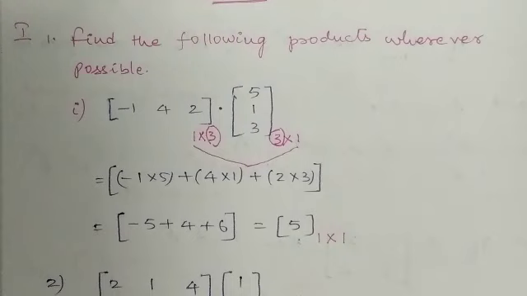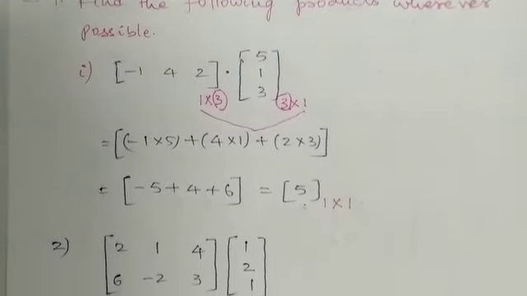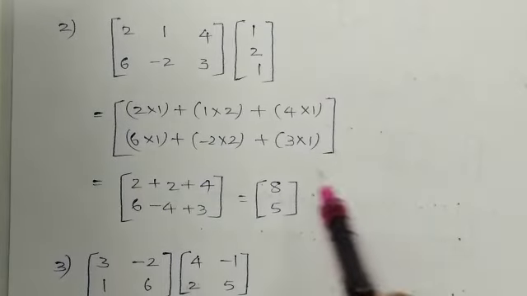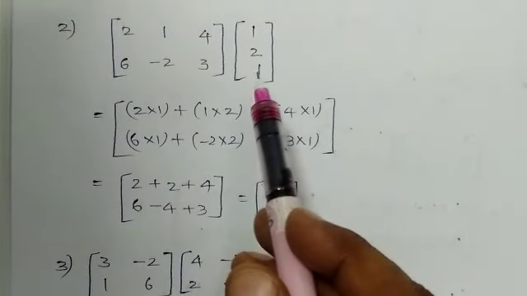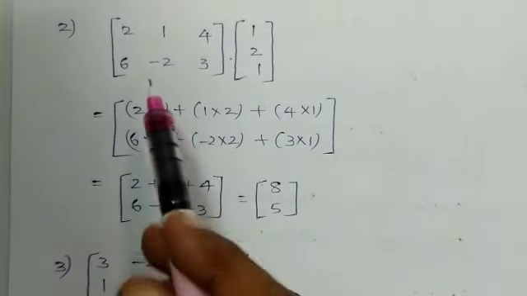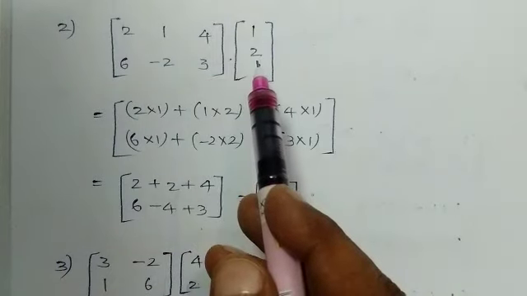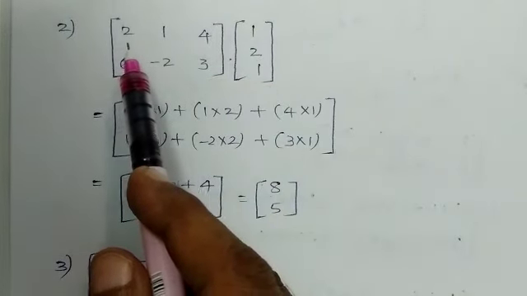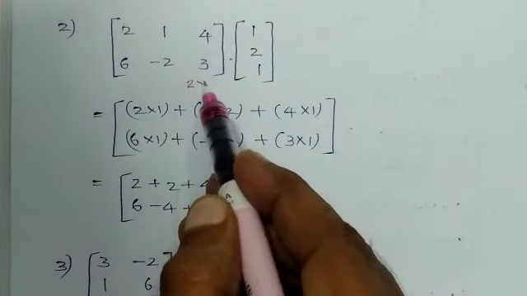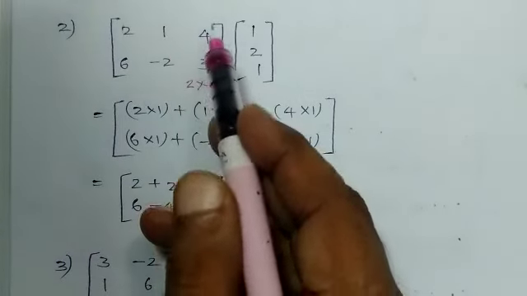This way we have to check whether multiplication is possible or not. If possible, you need to multiply. Now the second sum. These two are to be multiplied. Now check the possibility. First matrix, second matrix. What is the order of this matrix? 2 rows. So 2. How many columns? 3 columns.